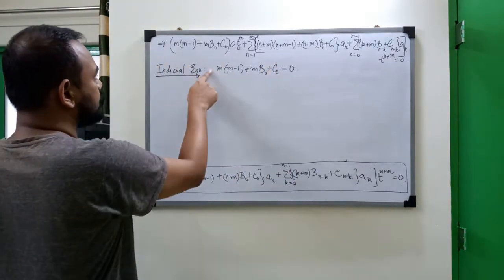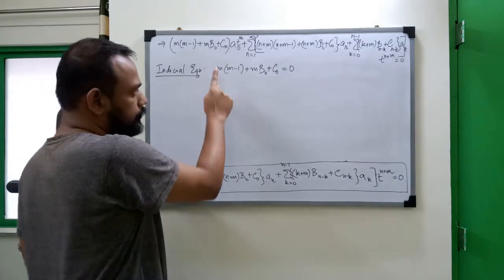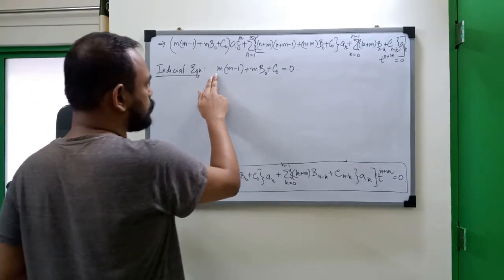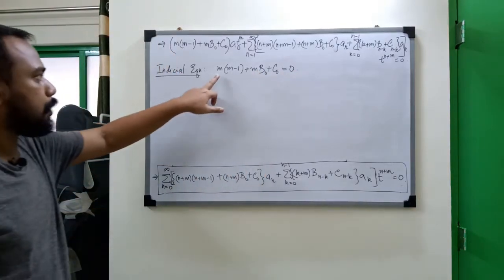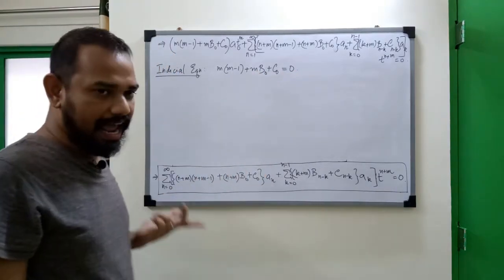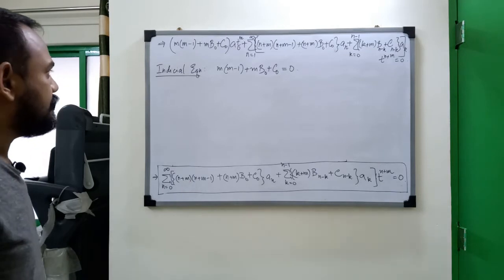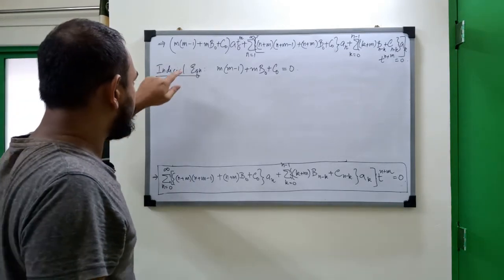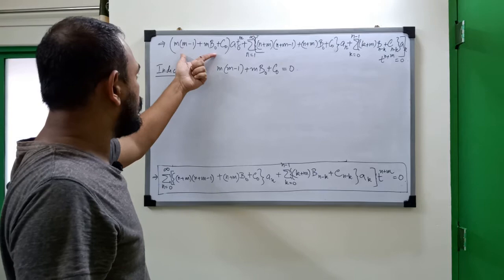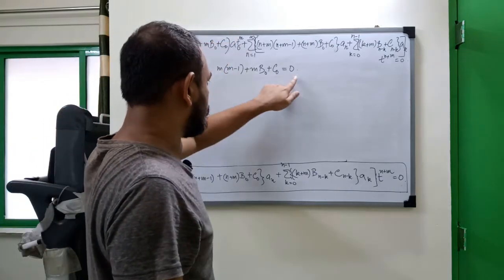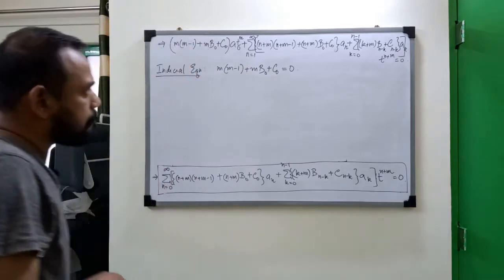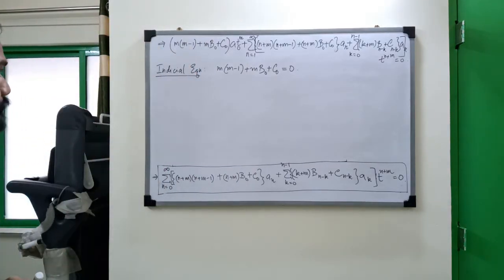You have the a0 there, but that's non-zero. We are considering a0 to be non-zero, so I can eliminate that. So what you have is this, and this is a quadratic equation in m from which you can find m now. So from the indicial equation, in other words, just equating the coefficient of the smallest power of t to 0, you can find the values of m, and there will be two values of m.